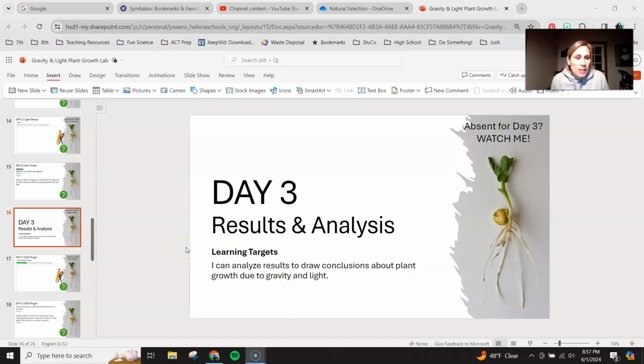Hey, seventh graders, this is the last and final day of the Gravity and Light Plant Growth Lab. For this, you definitely want to make sure you have day 1 and day 2, and hopefully you were in class for both of those. If you were in class, especially for day 2, you can chat with your partner or go back and observe, when you get back to school, the results from your day 2 light growth, where you restricted light on one plant and had full light on your second plant.